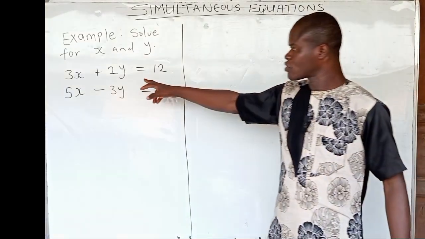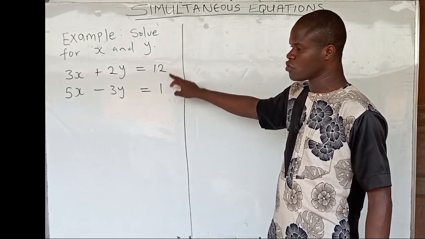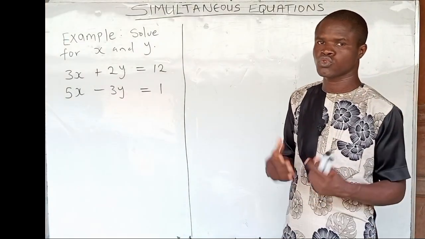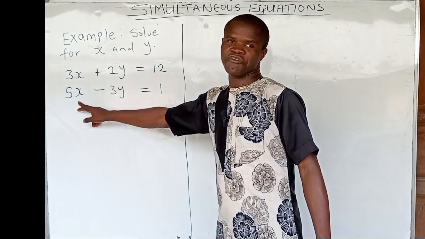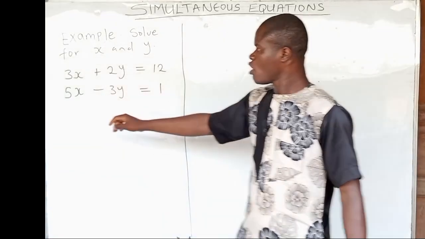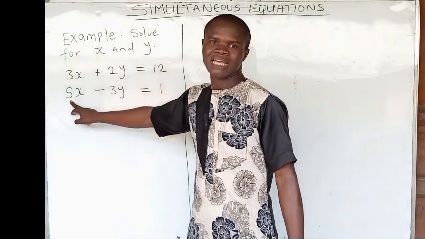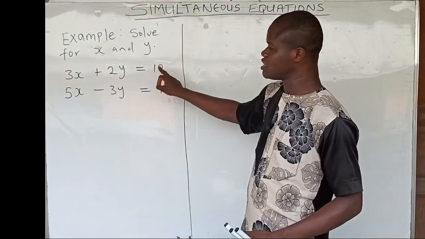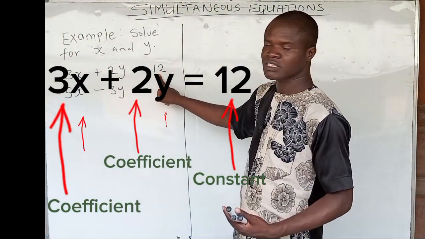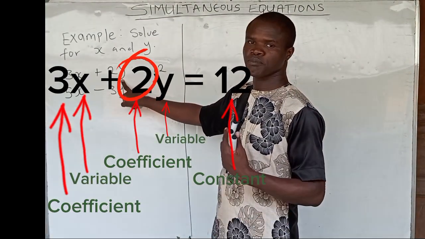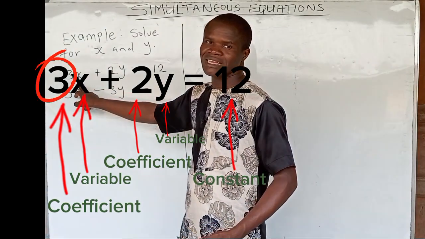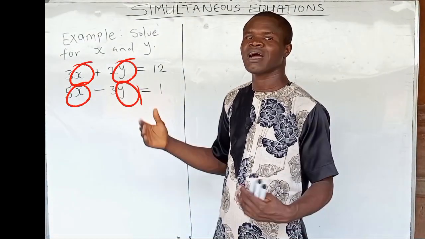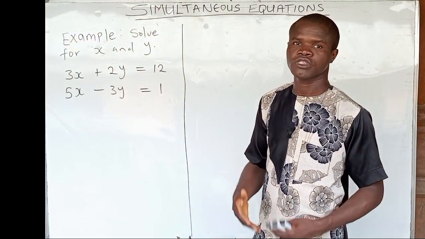For example, the question on the board has two equations, equation 1 and equation 2, and it has two variables, that is to say, two unknowns. x is a variable, y is a variable. Also, 5 here is known as a coefficient. Minus 3 here is also a coefficient. In this first equation, 12 here is the constant. The coefficient of y here is plus 2, and the coefficient of x here is 3. So you see we have two equations with two unknowns, x and y. So that's how simultaneous equations appear.